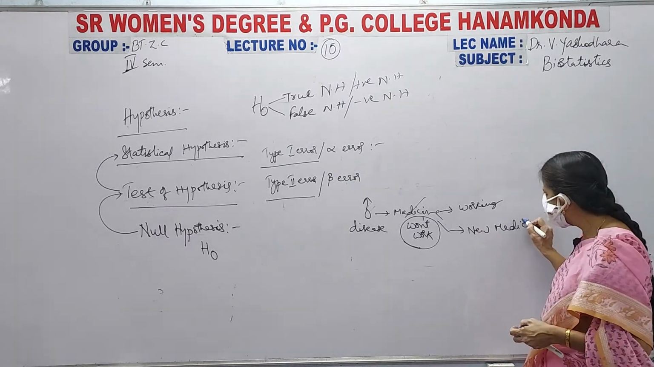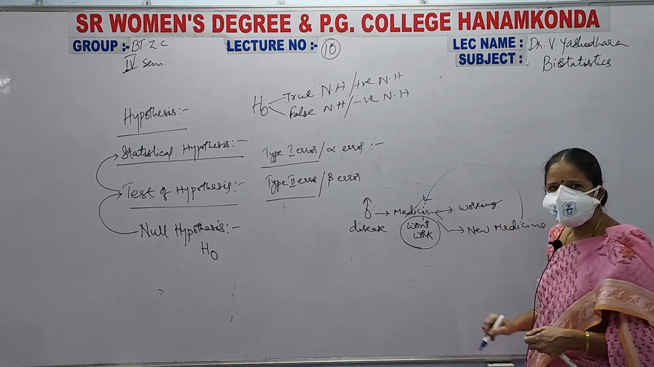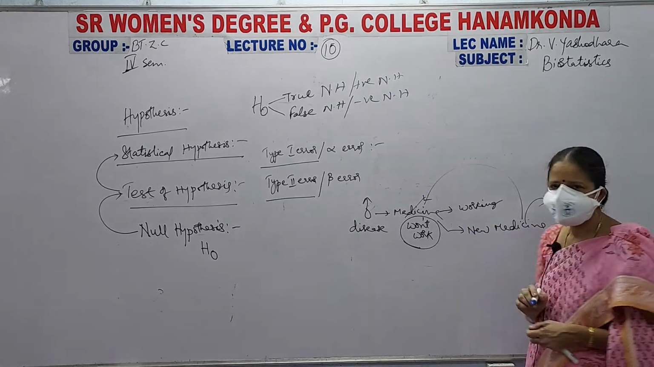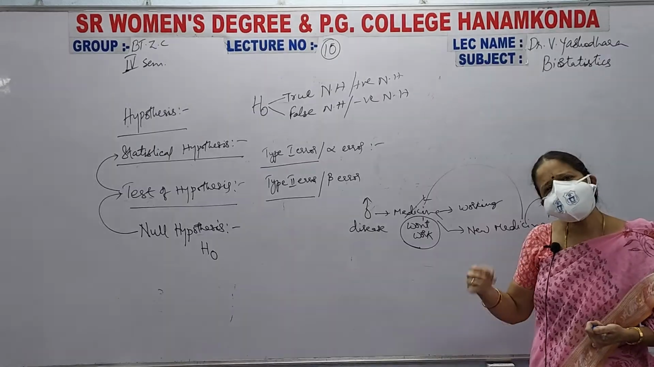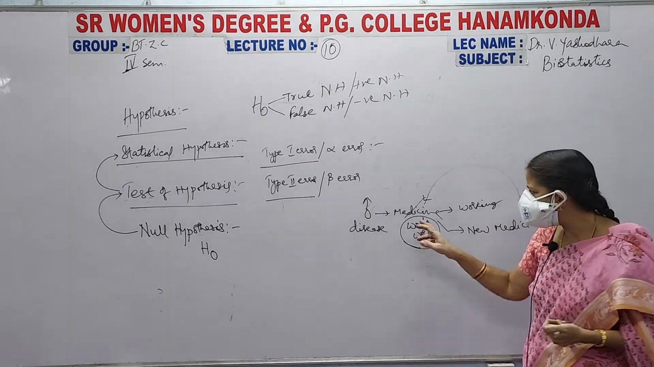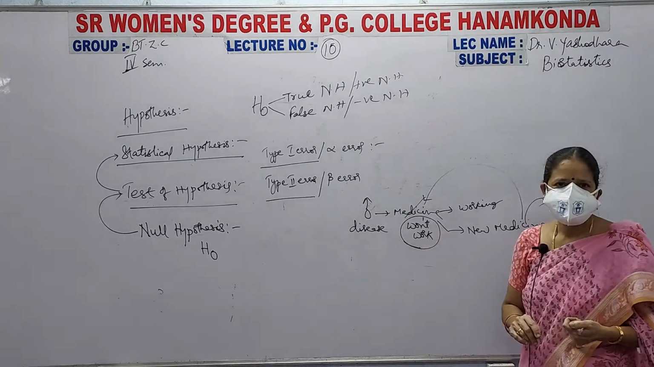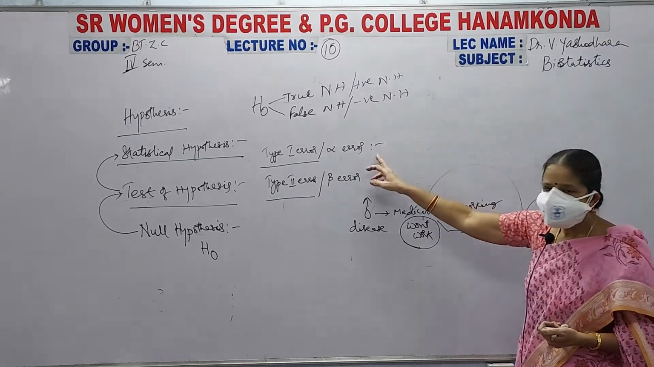And this new medicine, it may work on the patient or it may not work on the patient. This new medicine may help in his recovery or it may not help his recovery in the same manner as the first drug. This is known as type 1 error.